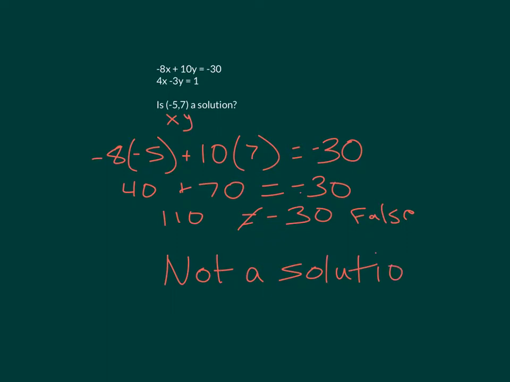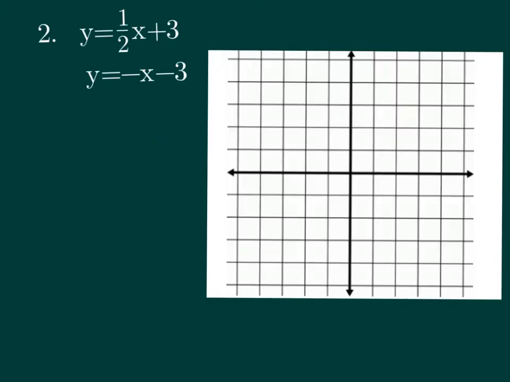It has to satisfy both equations. It has to be true in both equations. Let's go ahead and try to graph some of these. Well, we have two lines that are in slope-intercept form. We're going to have to find the m and the b for both of them.